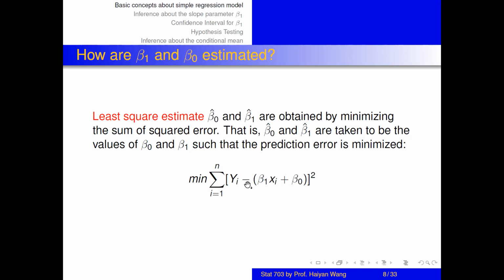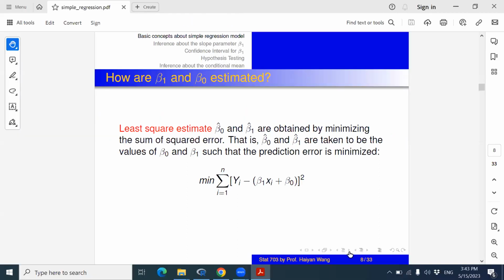And that model part compared to the observed yi, that's the deviation. When we take the square of that, that's the squared deviation. And looking at all of the observations, we sum up all the squared deviations. This is referred to as the sum of square error. We consider all the beta 0 and beta 1 values, and ask what values of beta 0 and beta 1 minimize this sum of square error. Whatever minimizes it, that's the answer for beta 0 and beta 1.